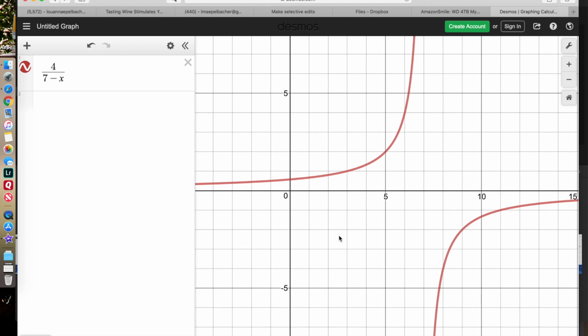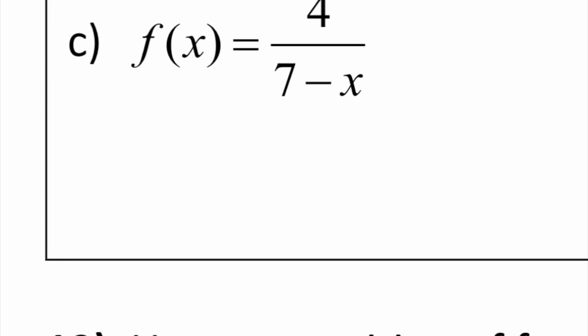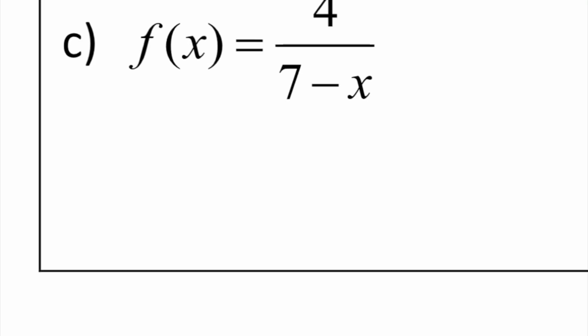And you've got a vertical asymptote where x is equal to 7. You've got a horizontal asymptote where y is equal to 0. There's no place where this graph fails the horizontal line test. So it does have an inverse function. It's 1-to-1, and it definitely has an inverse function.